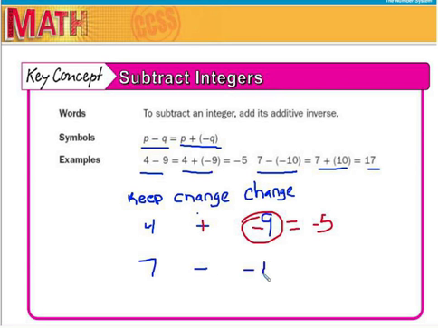Now if I look at that other example that we had been given here, where I had 7 minus negative 10, and I do the same thing and I keep, change, change, that means I'm going to keep the 7 the same, change this sign, and then change that sign. That's going to give me 7 plus 10, which is 17. So let's practice this a little. And at any time, pause the video and see if you can work ahead of me.